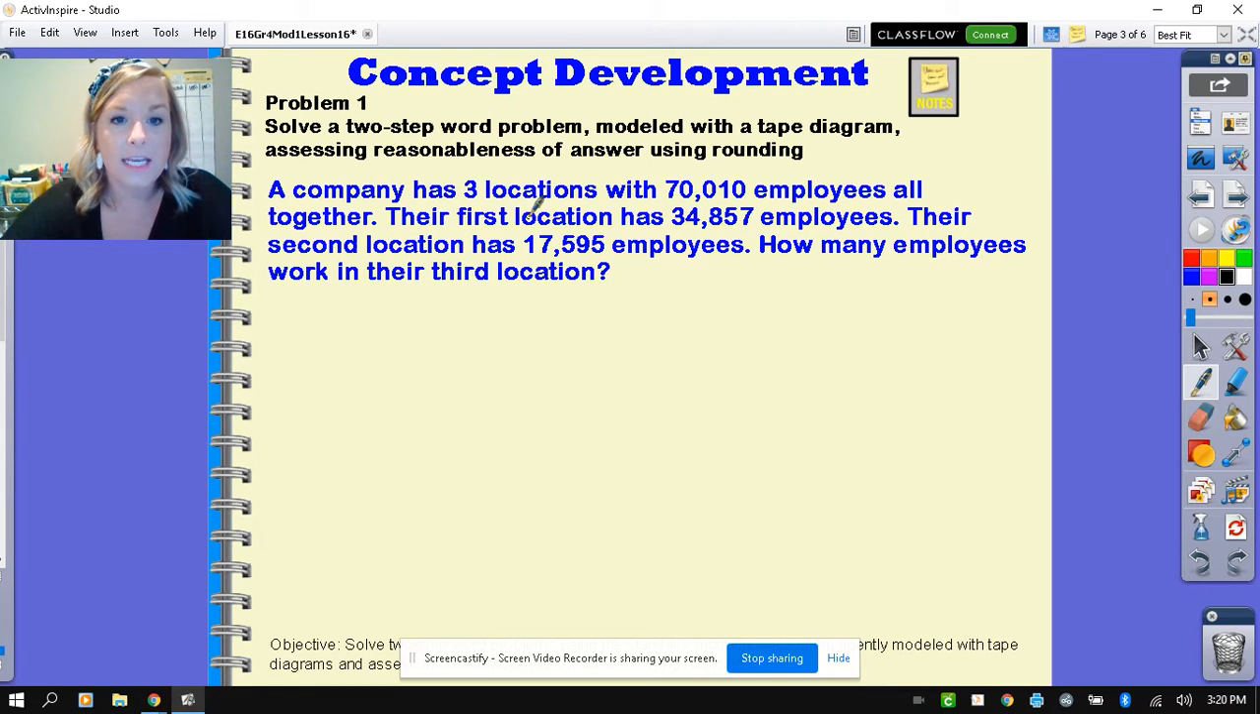It says a company has 3 locations with 70,010 employees all together. So make sure that you understand that's what it's telling you at that point. Their first location has 34,857 employees. Their second location has 17,595 employees. How many employees work in their third location?